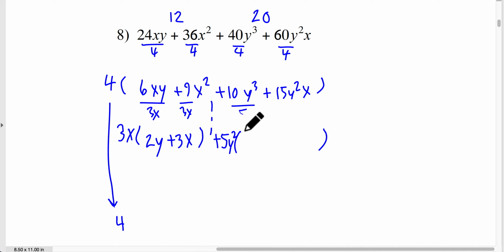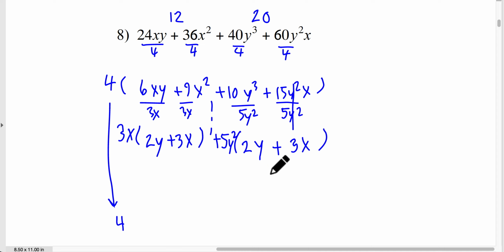Now I'm dividing everything by my complete GCF. Quite often, your complete GCF might not just be a number, but a number and a variable with an exponent. 10 divided by 5 is 2. Y cubed over y squared is y. Plus 15 divided by 5 is 3. The y squareds cancel out. And we're left with x.